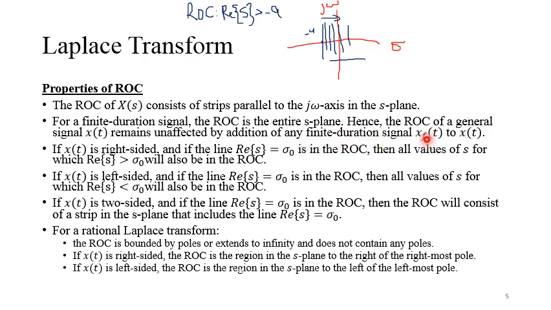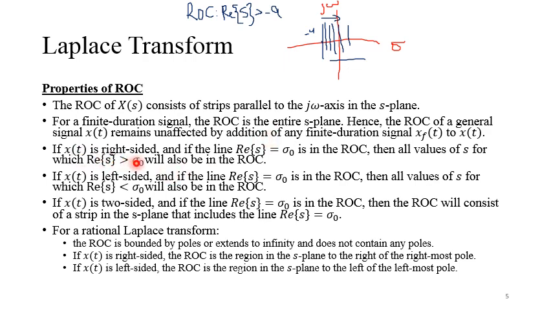Hence, the ROC of a general signal x(t) remains unaffected by the addition of any finite duration signal, right? Like in the previous example we did, it consisted of three terms. If you recall, one was the impulse and the others were the scaled exponentially decaying and growing signals respectively. So if we add an impulse to it, the ROC will be unaffected, right?